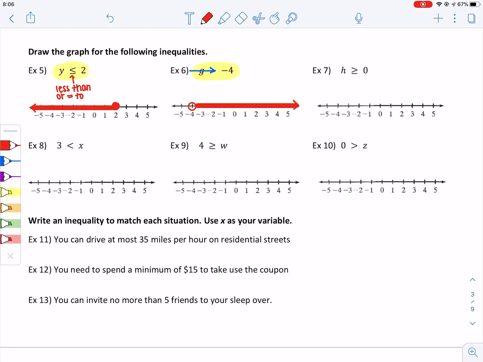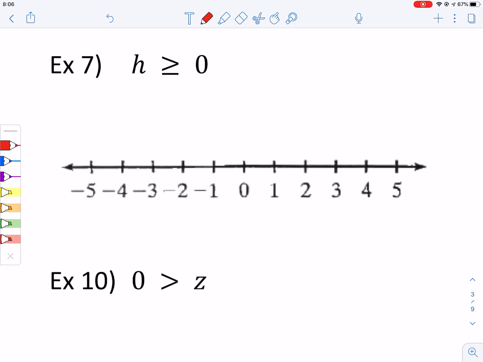All right, go ahead and try number 7. Number 7, when you graph this one, are you going to do an open circle or closed circle? In which direction are you shading?